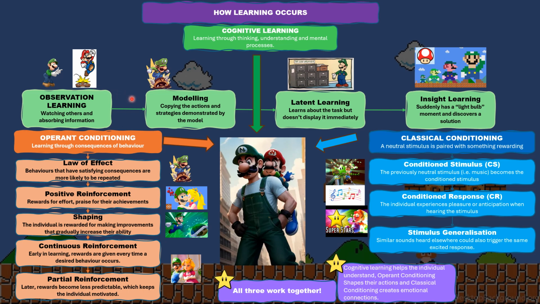Closely related to this is modeling, which occurs when a person imitates the behaviors or strategies demonstrated by another individual. See, Luigi is now the Goomba destroyer himself after watching Mario. Next concept is latent learning, where information is acquired but not immediately demonstrated. Instead, the knowledge remains stored until it's needed.